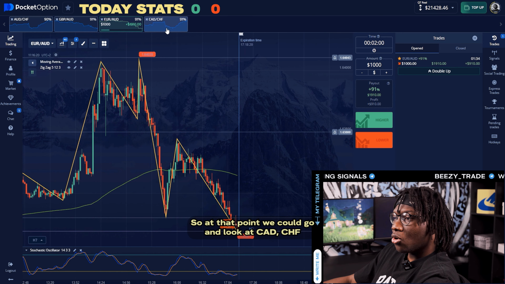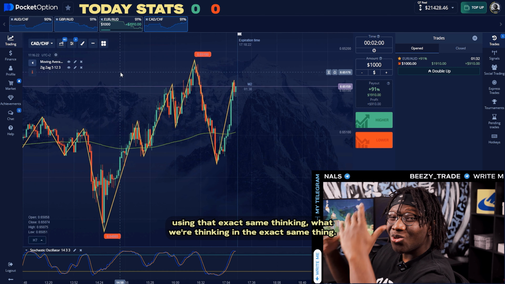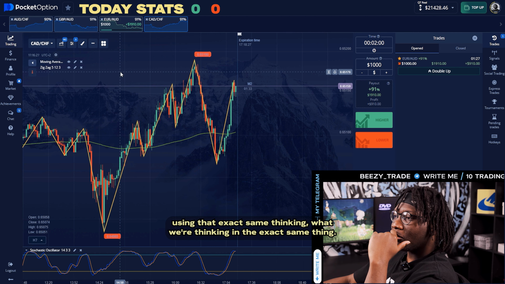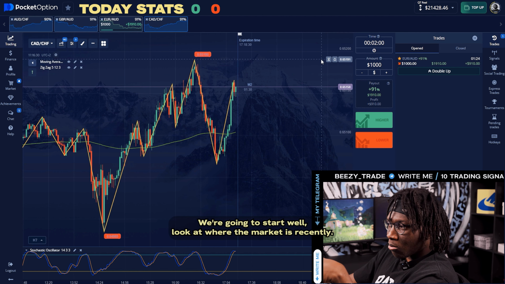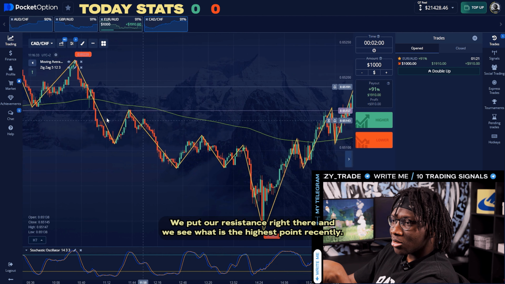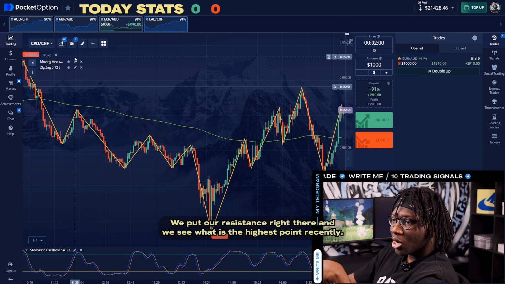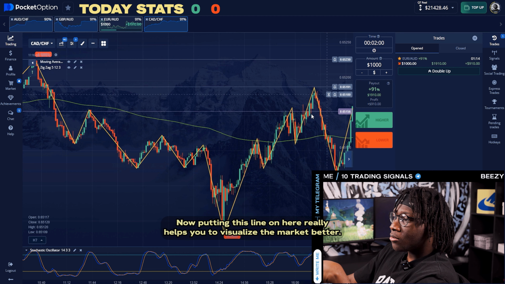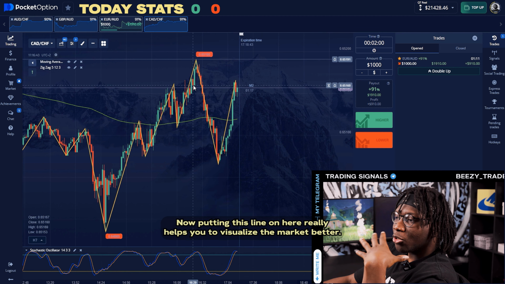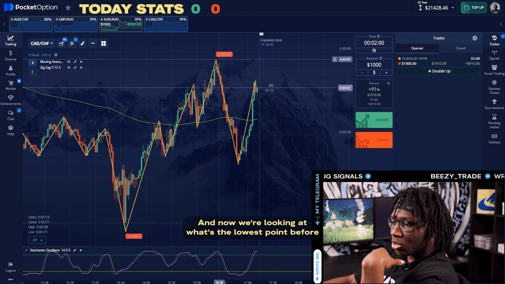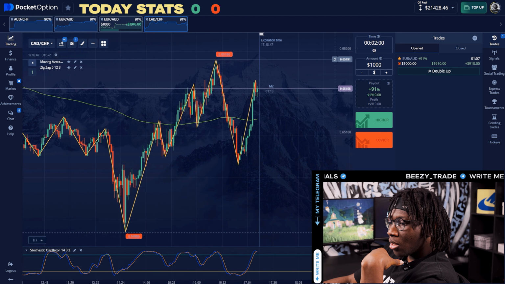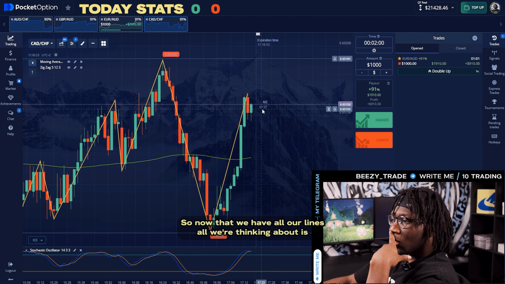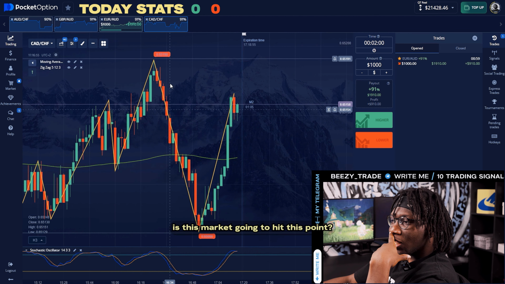So at that point, we could go and look at CAD CHF using that exact same thinking. We're gonna start. We'll look at where the market has recently stopped. We'll put our resistance right there, and we see what is the highest point recently. Put another line here. Now, putting these lines on here really helps you to visualize the market better. And now we're looking at what's the lowest point before and what's the lowest point here. So now that we have all our lines, what we're thinking about is this market gonna hit this point?